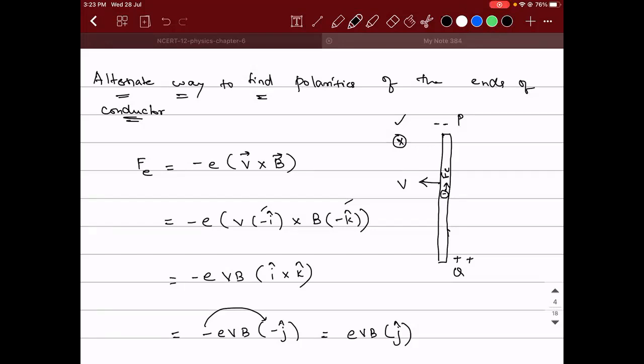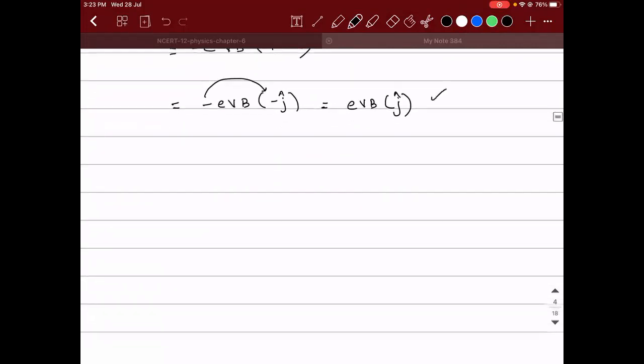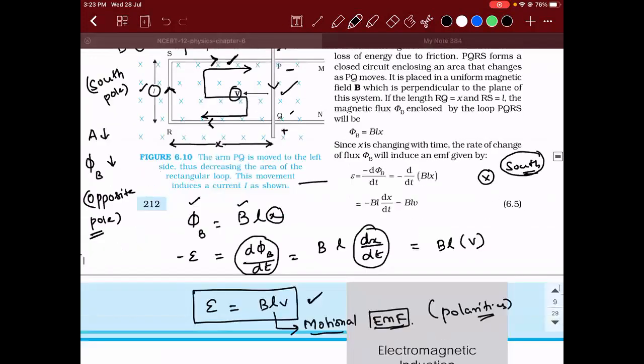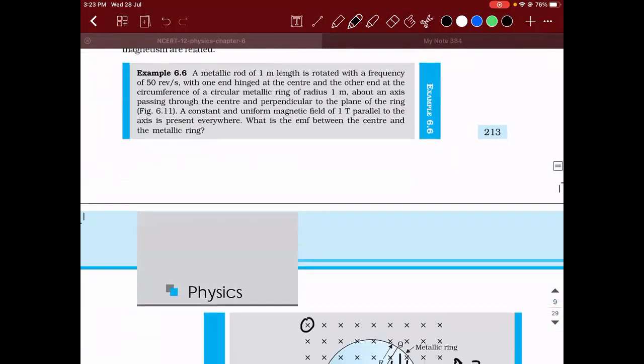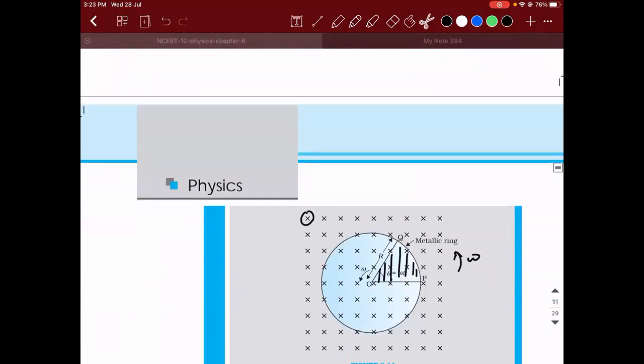Done? Yes, sir. Okay. So this is all about the motional EMF when the conductor is in linear motion. So the next type of condition that you can have is what will happen when the conductor is in circular motion.